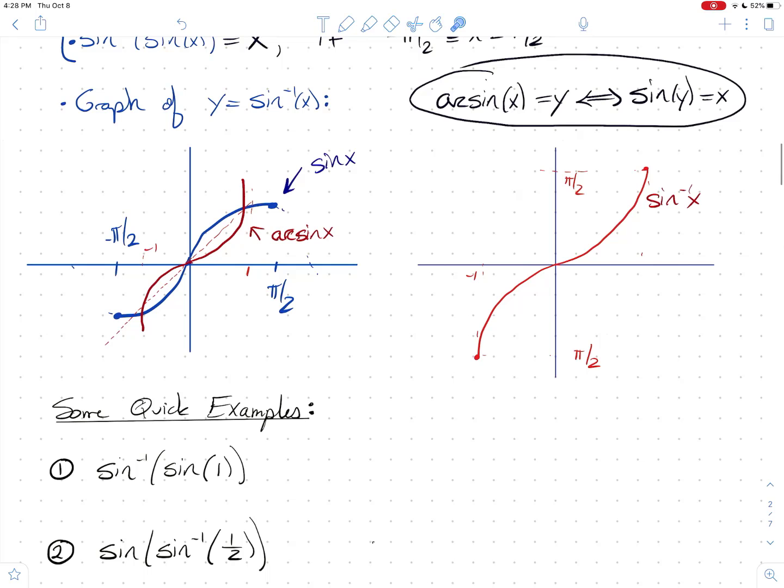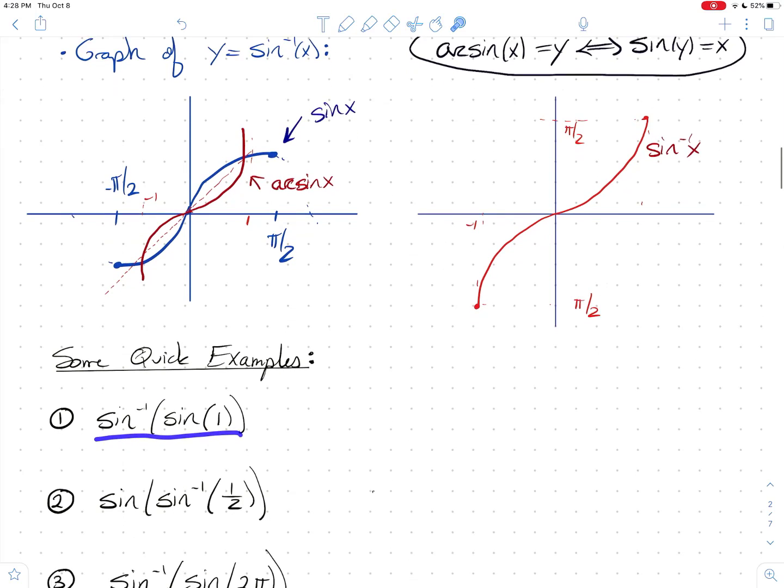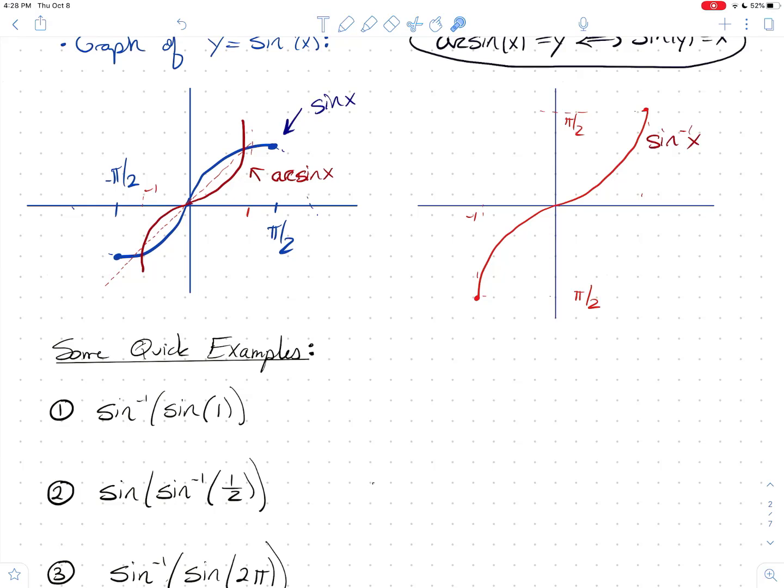In this example, we're asked to simplify these problems. So inverse sine of the sine of 1, you just want to check that 1 is in the domain of sine. Well, it is, because 1 is between minus pi halves and pi halves. So this composes to just 1. Whatever you plug in here, if you're going to compose this and say that it's the same thing, then whatever's in here has to be between minus pi halves and pi halves.